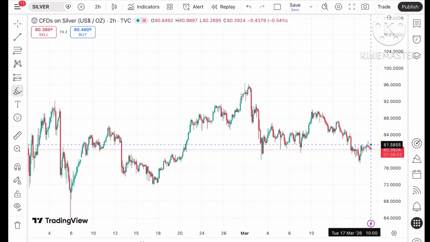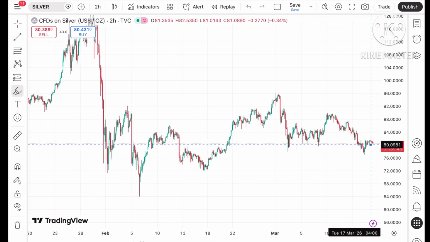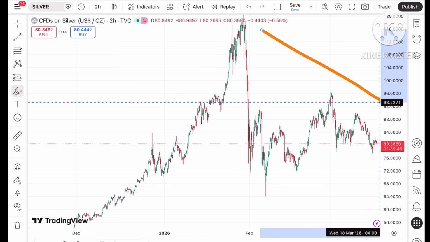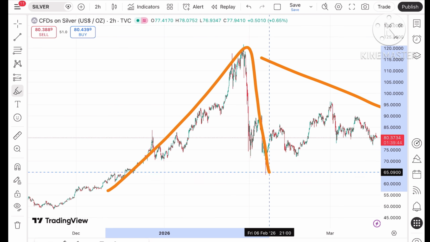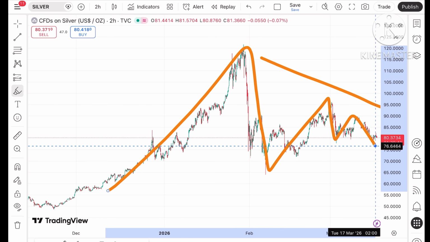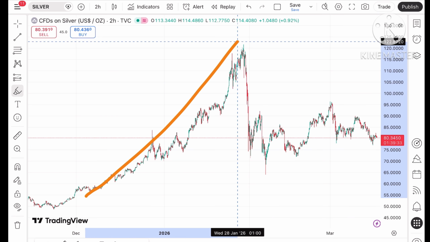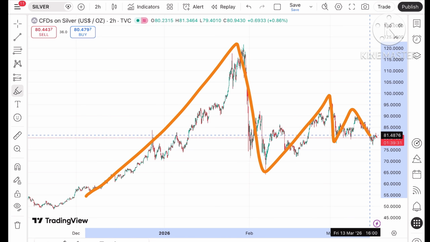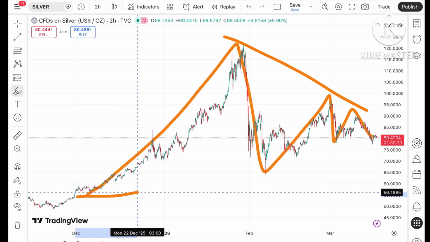If you see on the 2 hours time frame, we have seen the real direction of the overall trend. We can see there is a downside. If you look at this trend, the price is moving in this particular manner. This is the trend we can see.